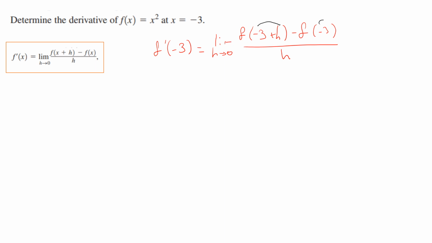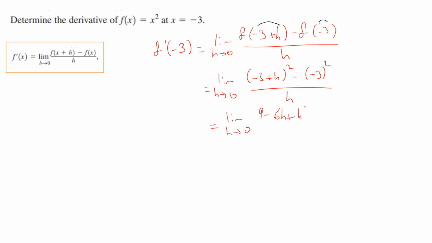From here, I plug what I have into my original equation, which is x squared. So I get the limit as h approaches 0 of (-3 plus h) squared minus (-3) squared, all over h. Solving it further, the limit as h approaches 0 of 9 minus 6h plus h squared, minus 9, all over h. Here I can see that this 9 and this 9 cancel out because positive and negative, and I can take out h.